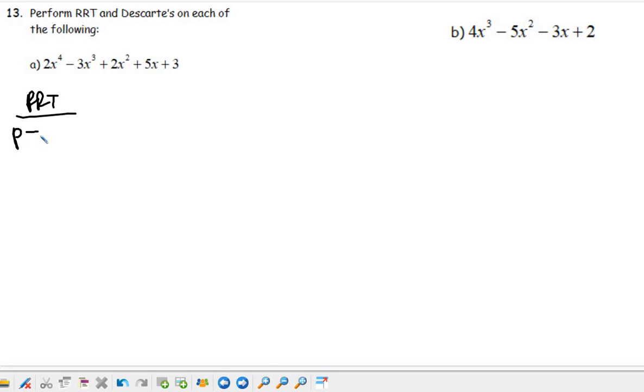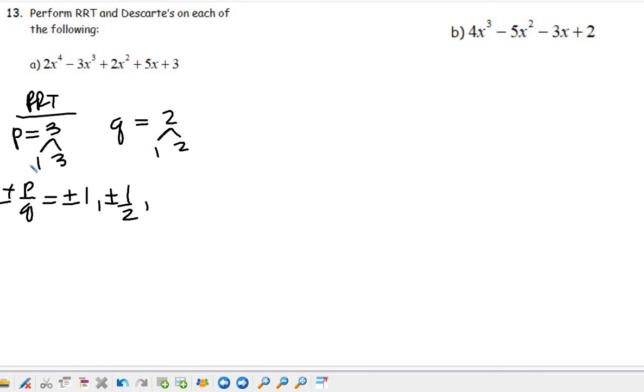So I need to identify P and Q. So P is the last number, and I'm going to go ahead and write its factors. Q is the first. And we have plus or minus. P over Q gives me my list of possibles. So plus or minus 1 over 1, plus or minus 1 over 2, and then I'm done with 1. Plus or minus 3 over 1, and plus or minus 3 over 2. So that's my complete list.